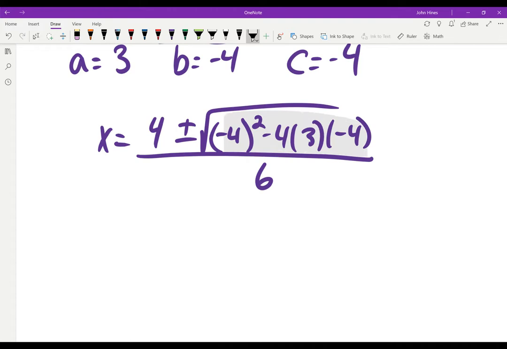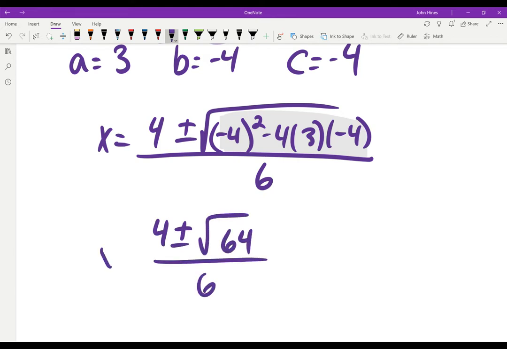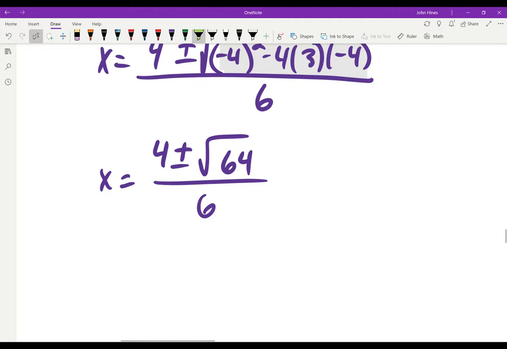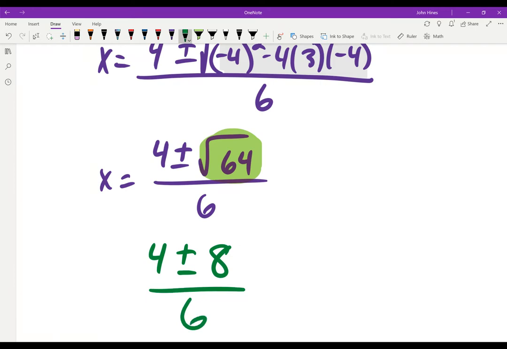All right, and then we type this guy into our calculator here. -4 squared minus 4 times 3 times -4 is 64. Wait a minute. I really like this problem. I know what the square root of 64 is. What times itself makes 64? This entire thing here is really the number 8. The square root goes away, because it's really 4 plus or minus 8 over 6.